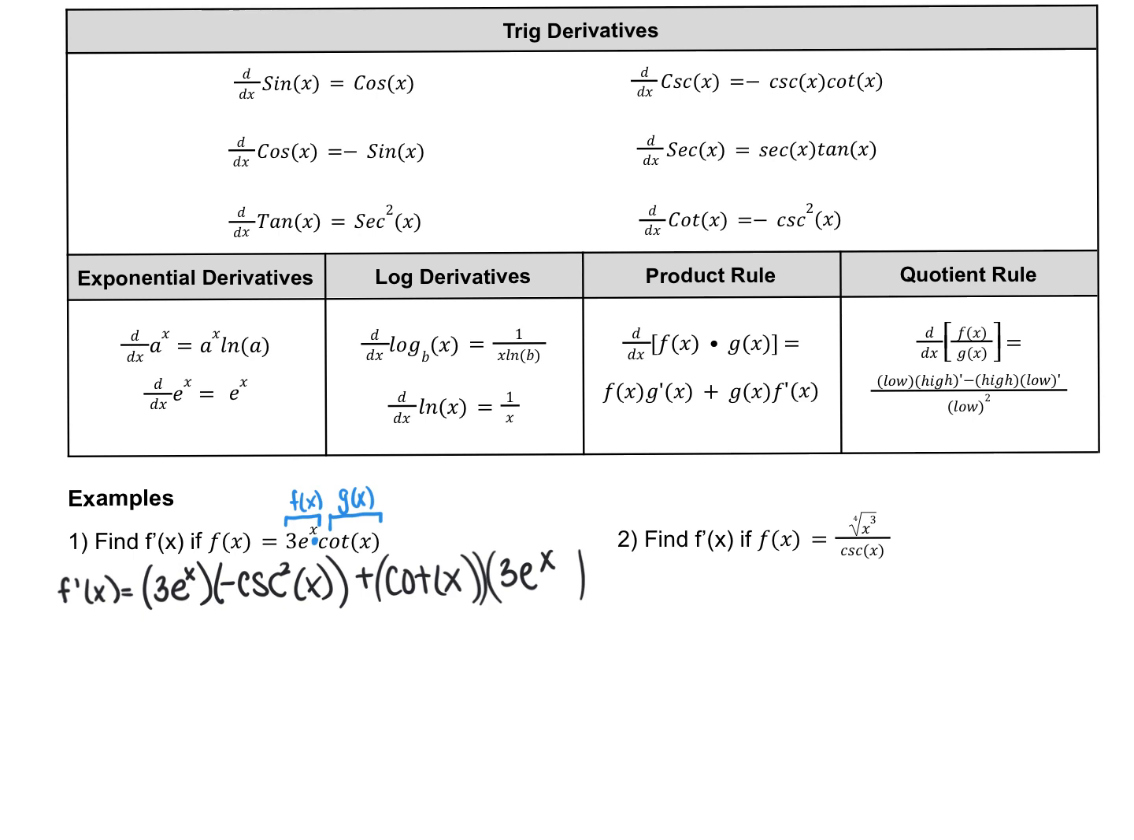Okay, I'd love for you guys to try example number 2. Example number 2, you're going to use the quotient rule. Why the quotient rule? Because we're dividing two things. So do the same thing that I did here, except use this quotient rule and the derivatives above.